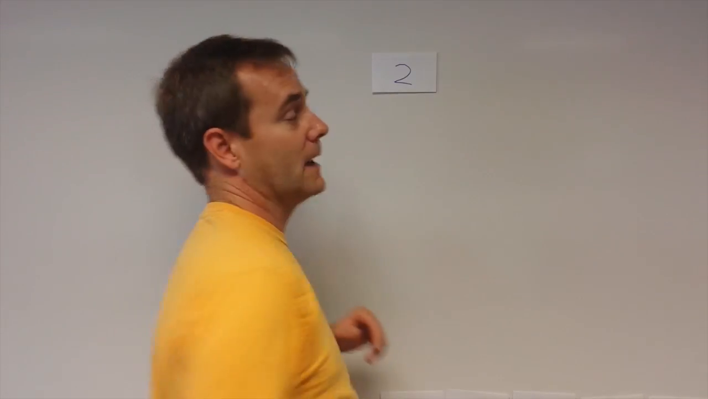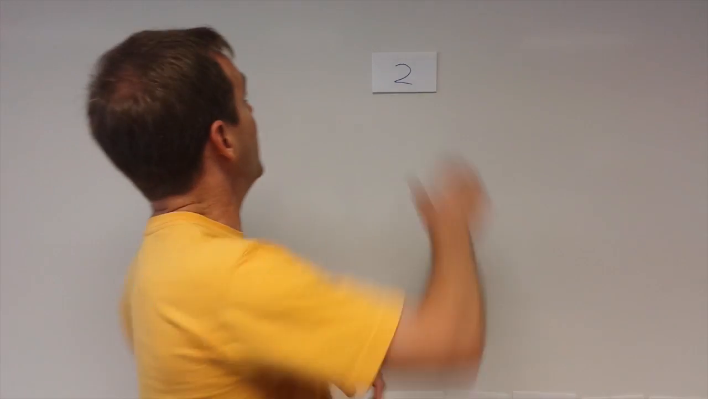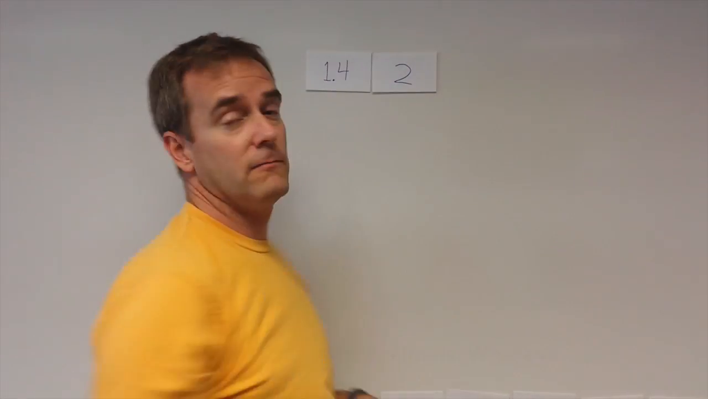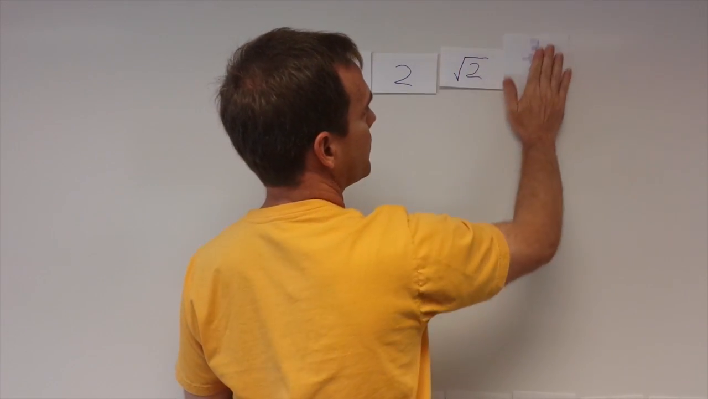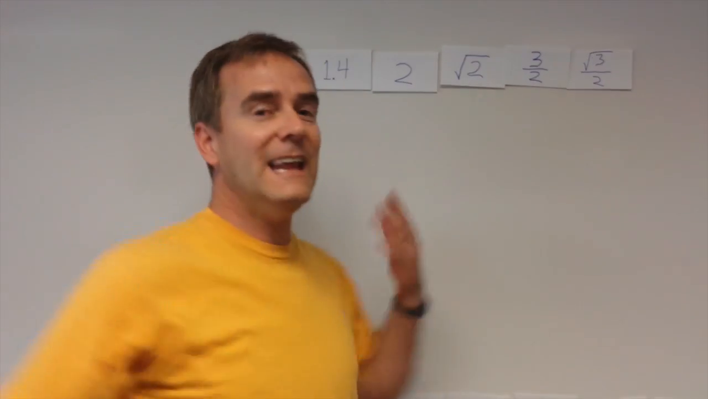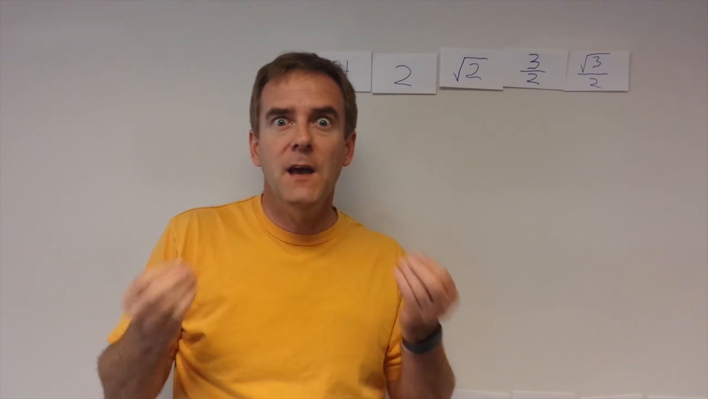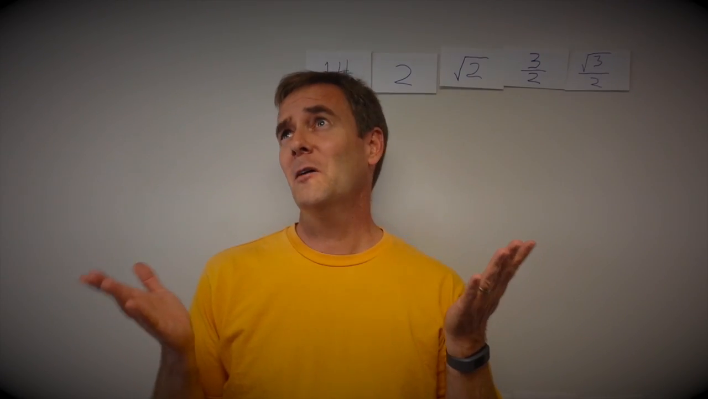Yes, sometimes we've just got a regular integer. But sometimes we have fractions. Sometimes we may have radicals. Radicals with fractions, or any other kind of number. Put them in order. But why is it so important that they be in order?